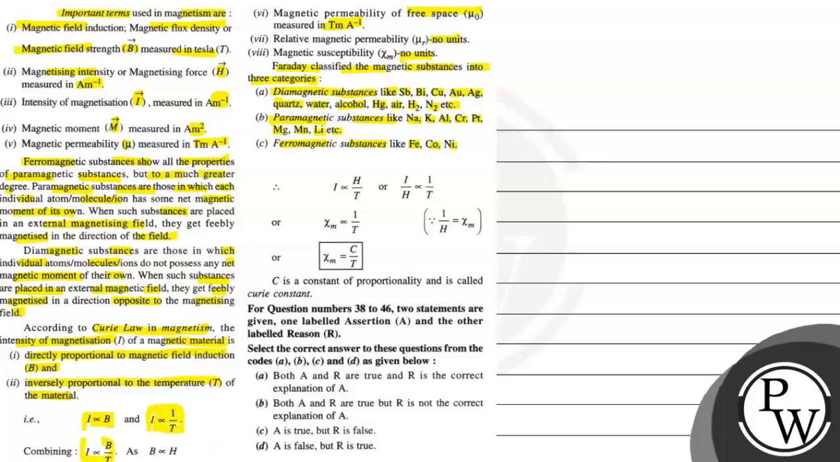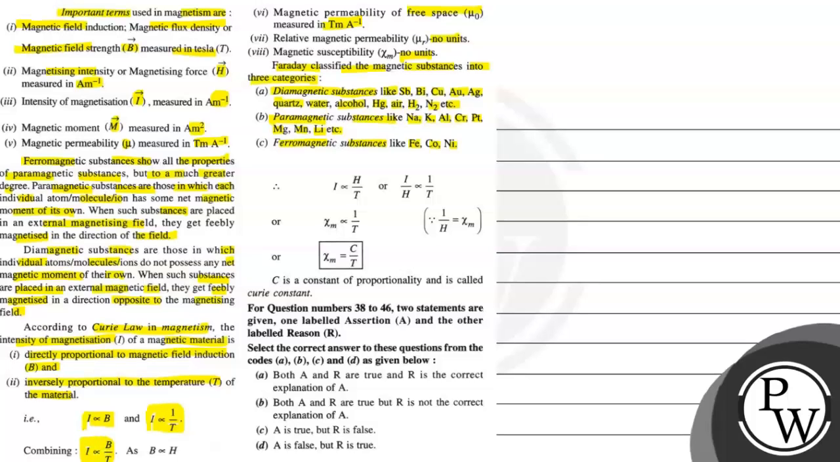So they just combine it. I is directly proportional to B upon T, and as B is directly proportional to H, I is directly proportional to H upon T. We can say that I upon H is inversely proportional to T. Because I upon H is the chi m, we put that value here. So it becomes chi m equals C upon T, where C is the constant of proportionality and is called the Curie constant.